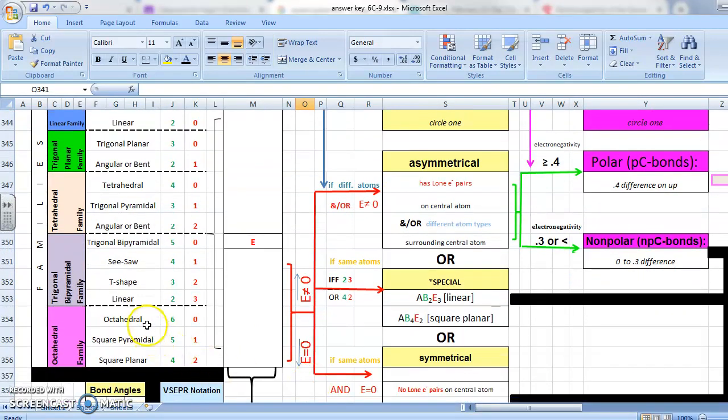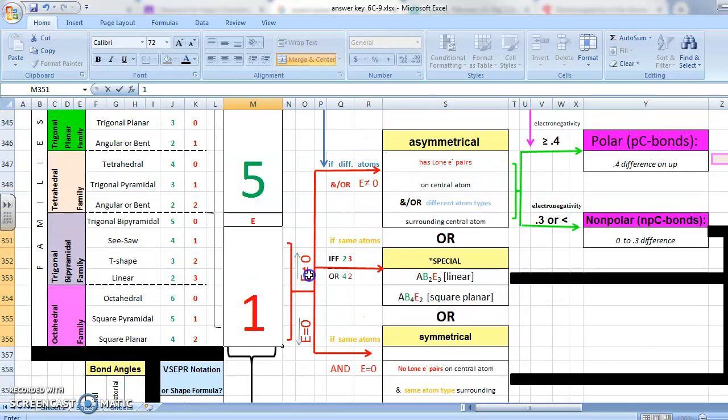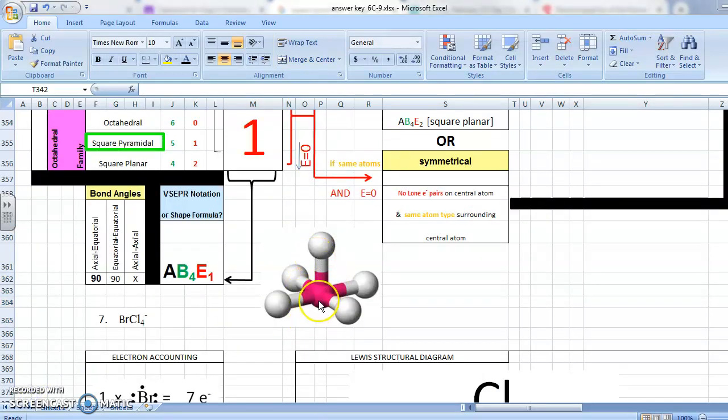Molecules belonging to the octahedral family are the octahedral molecule, which is a 6-0. The square pyramidal is a 5-1. Square planar is a 4-1. Well, we know we had 5 atoms, and we had 1 lone pair left. Here's our 5 atoms, the fluorines. There's our 1 lone pair. So it's a 5-1. The 5-1 puts us in a square pyramidal shape. Here's the square pyramidal shape.